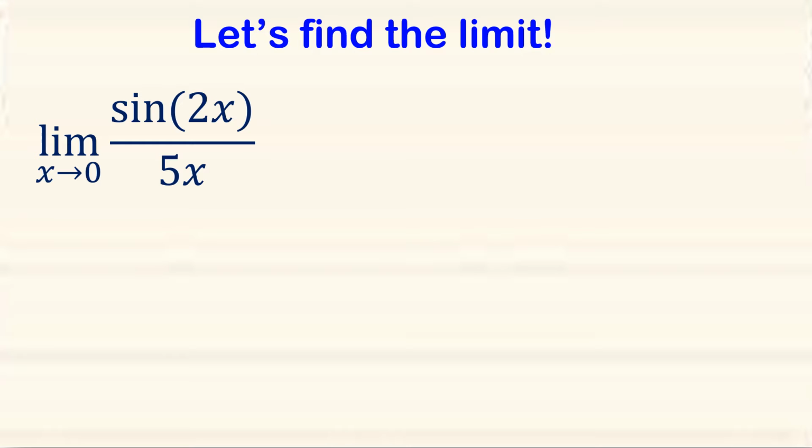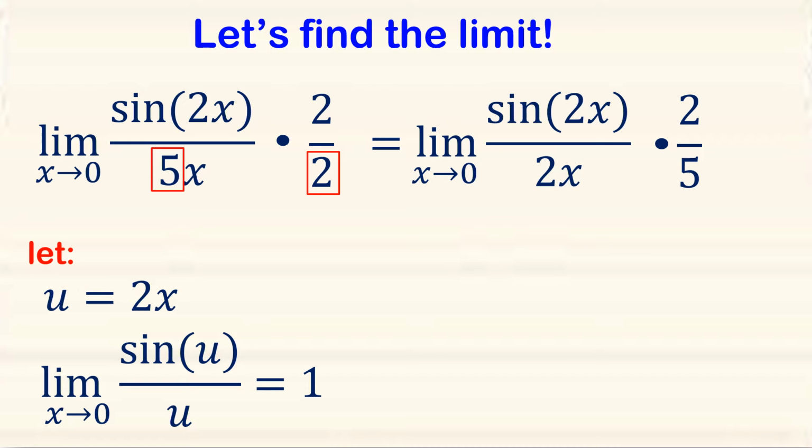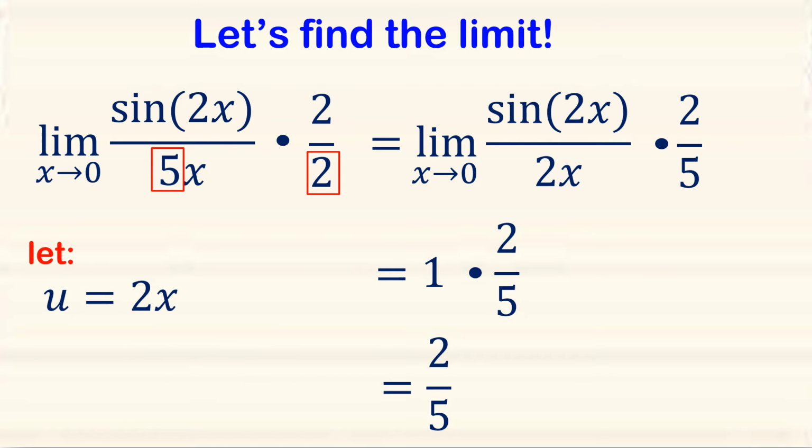So let us find limit of sine 2x over 5x as x approaches 0. So first we are going to multiply it by 2 over 2. Then we are going to interchange 5 and 2 so that we can have limit of sine u over u. So we have limit of sine 2x over 2x as x approaches 0 times the remaining factor, which is 2 over 5. From here, let u be equal to 2x. And remember that limit of sine u over u as x approaches 0 is equal to 1. So this becomes 1 times 2/5. So the answer is 2/5.